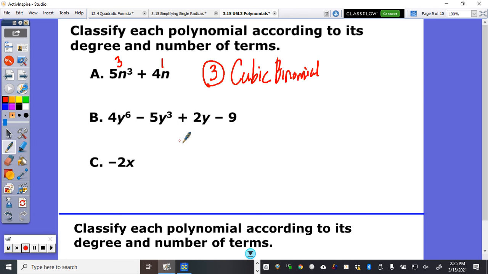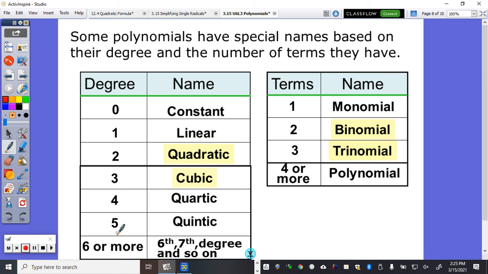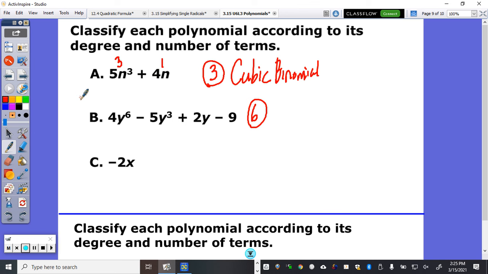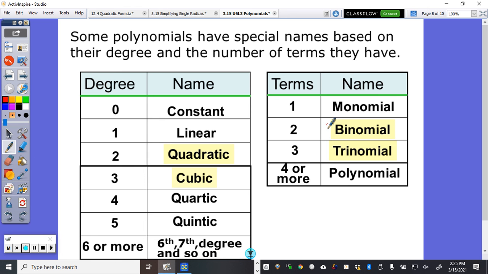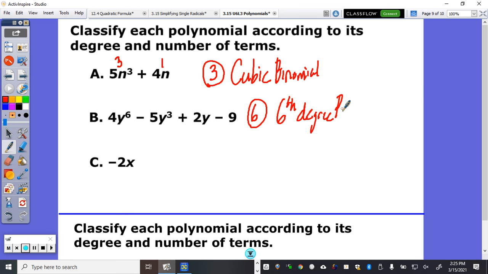What's the degree of this polynomial right here? 6. Again, go back to this chart right here. I only have a name up to 5. 6 or more, well, we're just going to call this a 6th degree. I have 4 terms. I only have a name for up to 3 terms. 4 or more, we're just going to call this a polynomial.